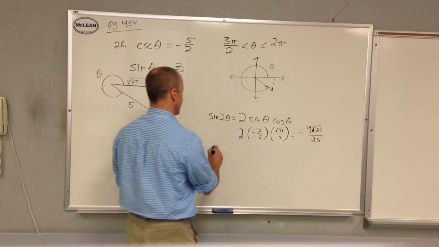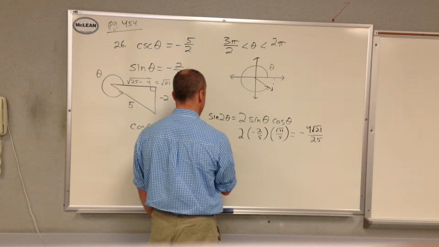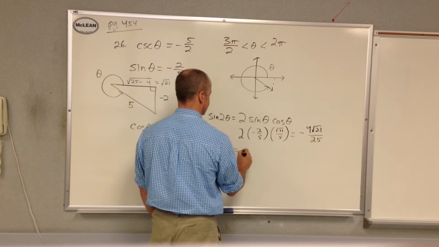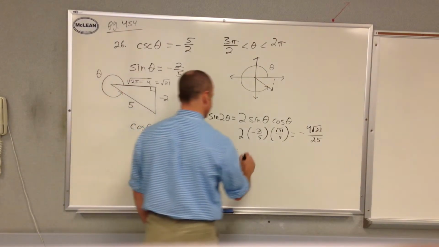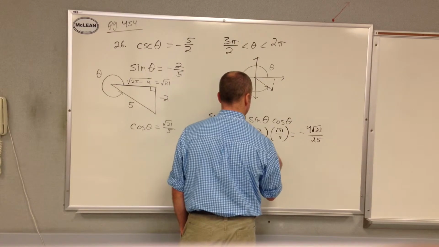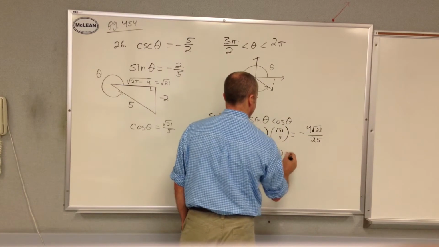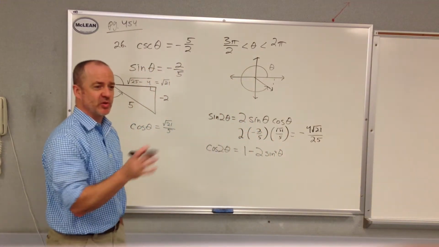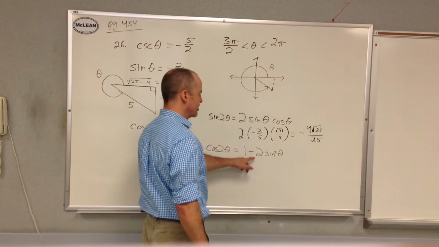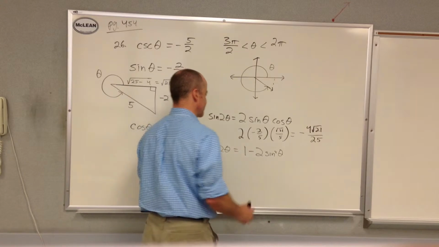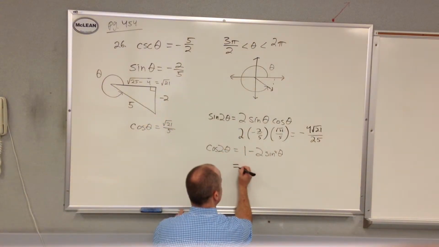Who has a preferred cosine 2 theta identity? The top one again. No, it's 2 different ones. There's a 1 minus 2 sine squared theta. Danny, there's nothing wrong with you sticking with cosine squared minus sine squared all your life. It may be useful to recognize these on some identities later, but yeah, let's try one. Let me speed things up.